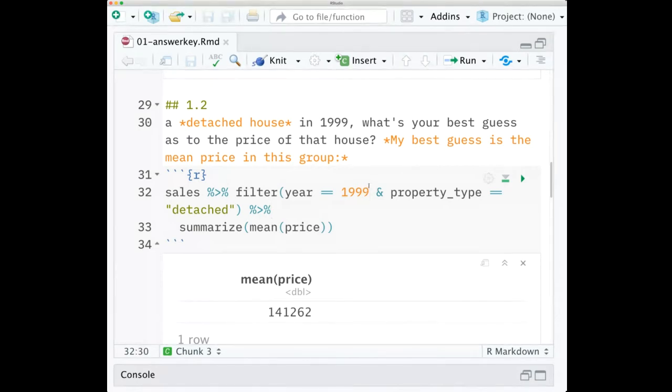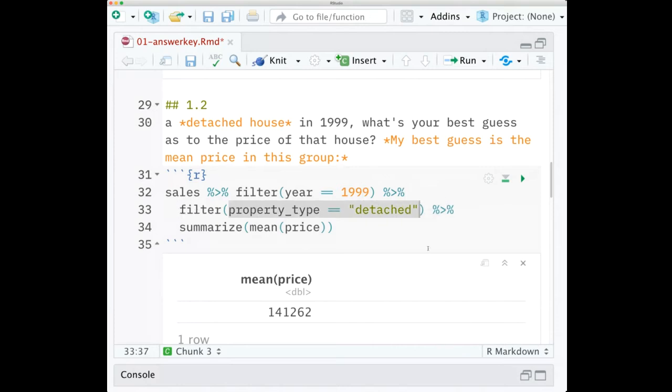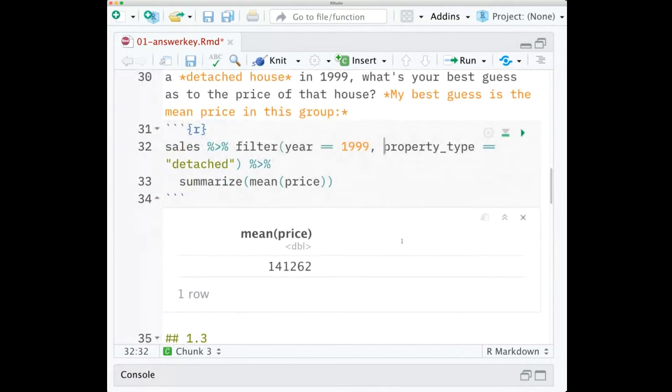Another way you could have done this is using two filters, where you filter to select the things only in 1999, and then you filter to select things that are property type equals detached among that pre-filtered set. Either way you want to do it is fine, I don't care. I prefer the and because it's more explicit about what you're doing, but the two filters is fine. I think that this works. Yeah. So you can do two filters in that manner as well.